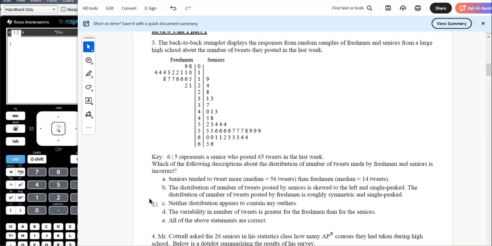Seniors tended to tweet more with a median of 56. So you have to be able to find the median. Oh man, it didn't tell me how many there are. 1, 2, 3, 4, 5, 6, 5, 6, 7. I count 20 freshmen, so I want the 10th and 11th. So this is weird. I think this is the number 8 and 9, and then 10, 11, 12.